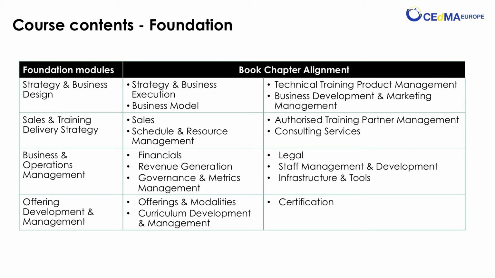We also have modules on sales and training delivery strategy, business operations management, and offering development and management. And what you see on the right-hand side of the table is the alignment with the book chapters. We have actually 18 chapters, and they're all aligned with these foundation modules. Now, the purpose of the foundation module is to give a general overview in all of those areas to what technical training management covers and is responsible for.